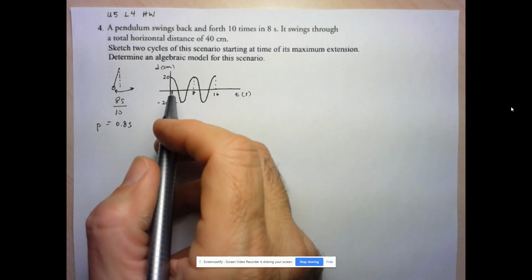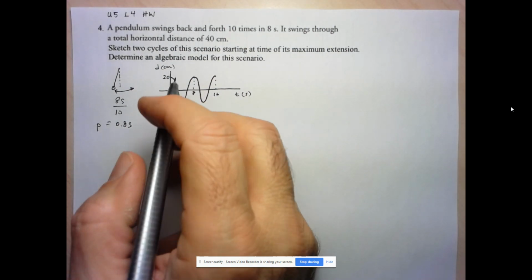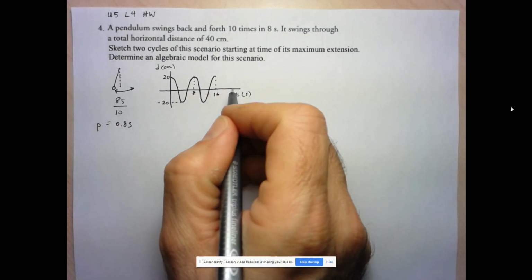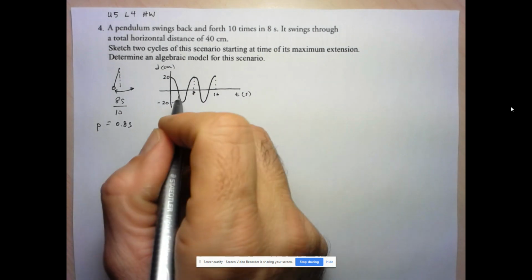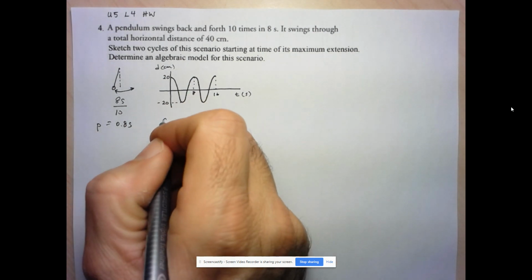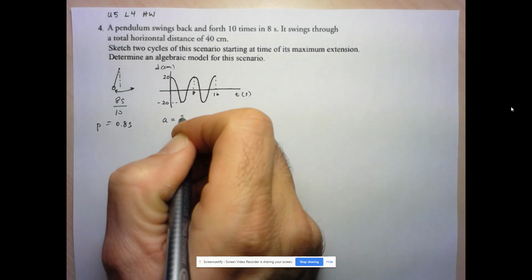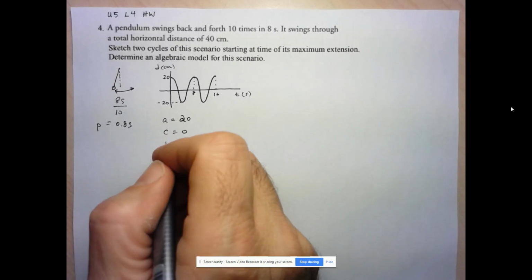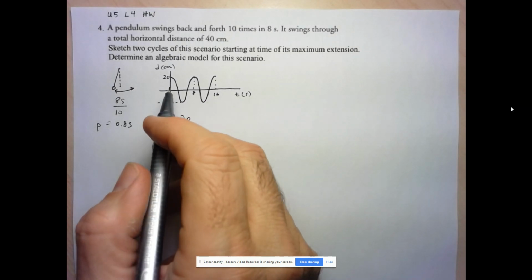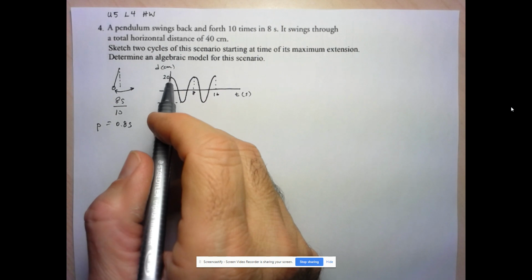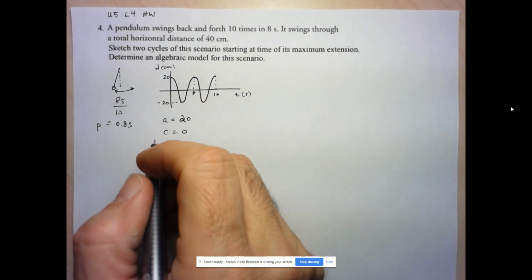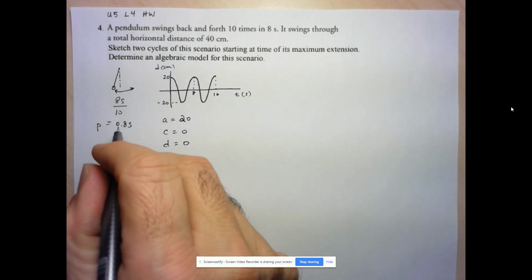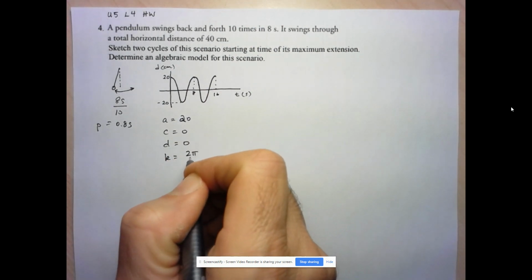So from the graph, I can now determine, I don't actually have to calculate this, the amplitude is clearly 20, the distance from my axis, which is going to be at y equals 0, to the max or min. So A equals 20. My C value is going to be equal to 0. I don't need a phase shift, since I'm starting at the maximum and I'm going to use cosine as my parent function. And my K value was just going to be 2 pi divided by my period.